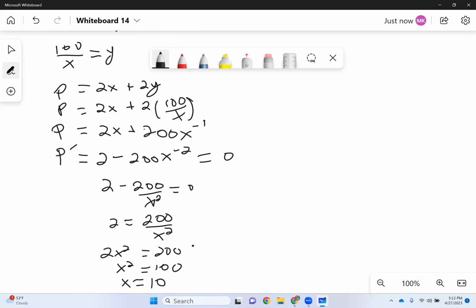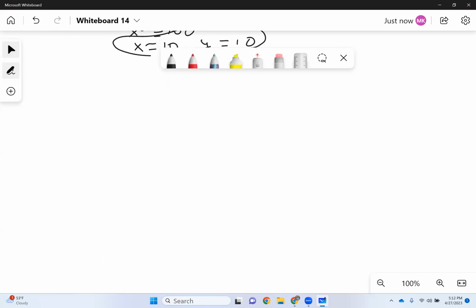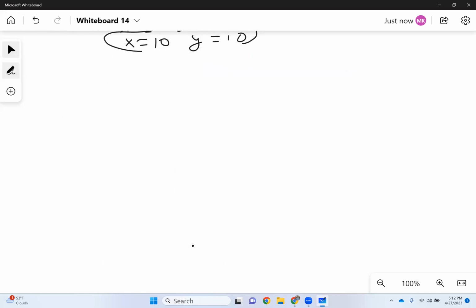Now, going back to the very top, if x equals 10, 100 divided by 10 is equal to 10, so y is also equal to 10. This too is a square. Right? That was 13. Let's try 15.